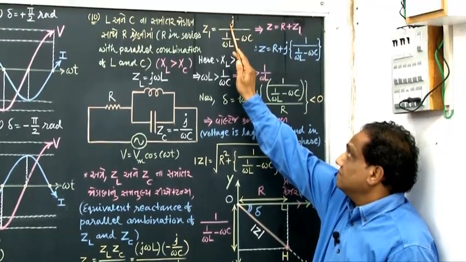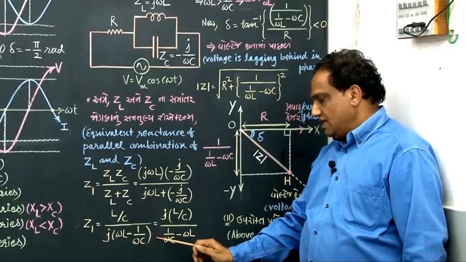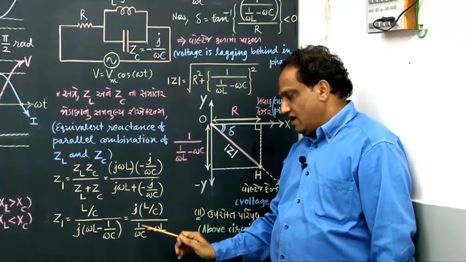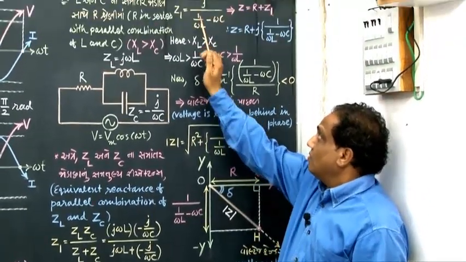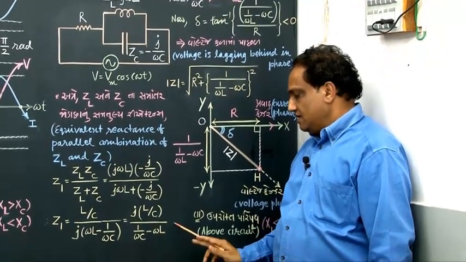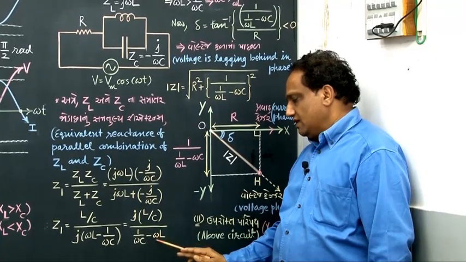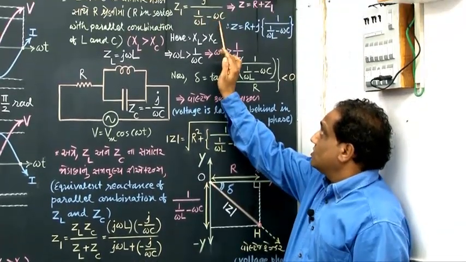Correct? Then if you multiply by C upon L here, C will cancel, giving 1 upon omega L. Here it is, 1 upon omega L. Correct? When you multiply C upon L here, then L L will cancel, giving you minus omega C. Here it is, minus omega C.